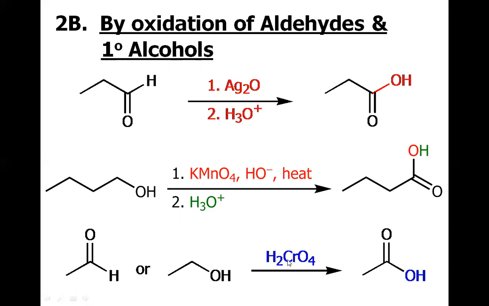We may also use the other oxidizing agent, this is the chromic acid. So we have different varieties of oxidizing agents to convert the primary alcohol and the aldehydes to the corresponding carboxylic acids.